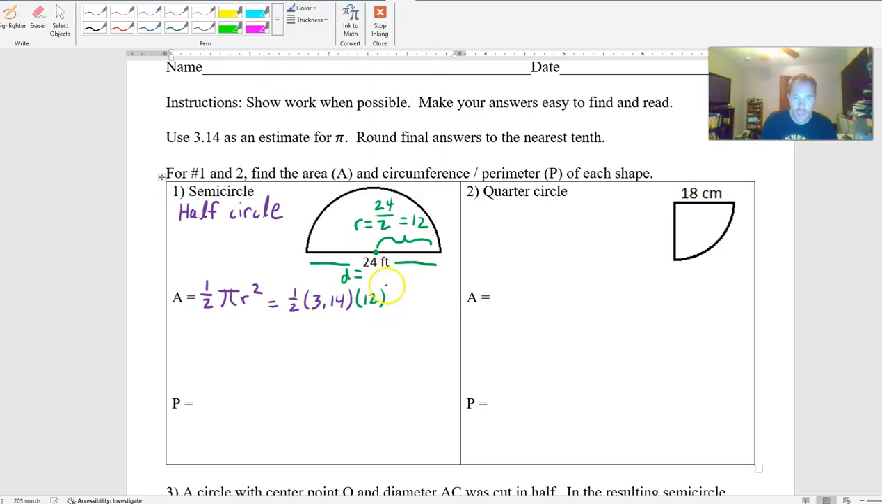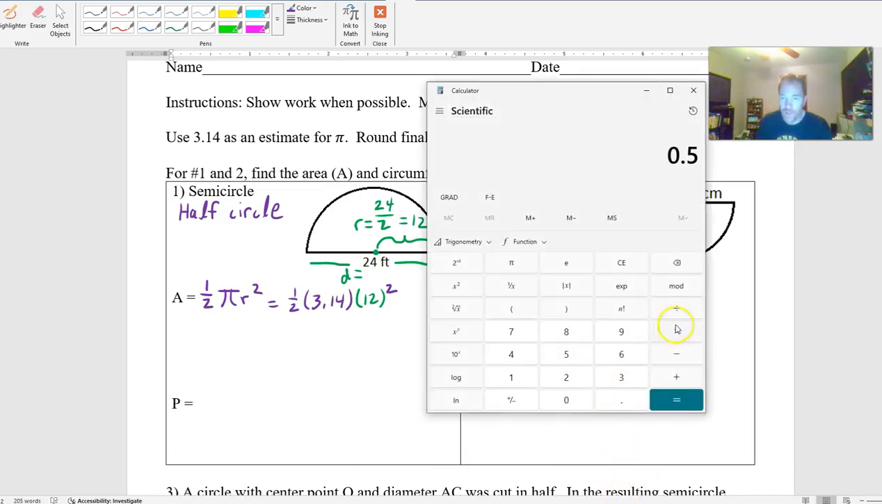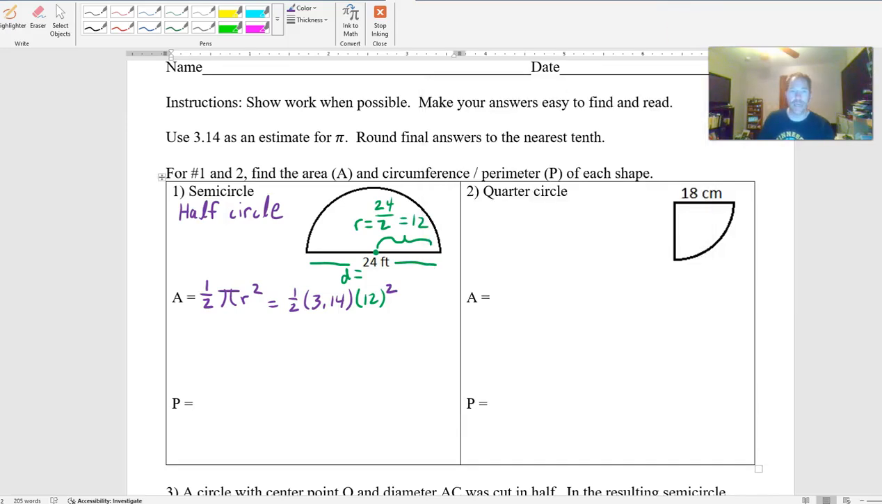And let's grab the calculator and let's do that. So I'm going to put 0.5 on the calculator as I use this. So 0.5 times pi is 3.14 times the 12 squared. That all equals 226.08. And that would be square feet for our area.